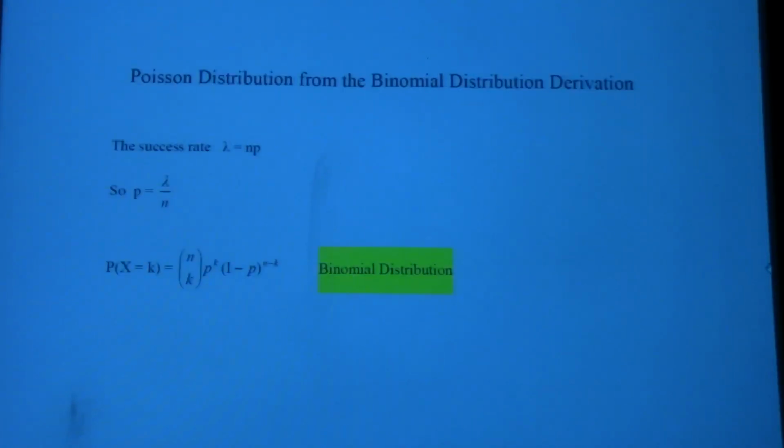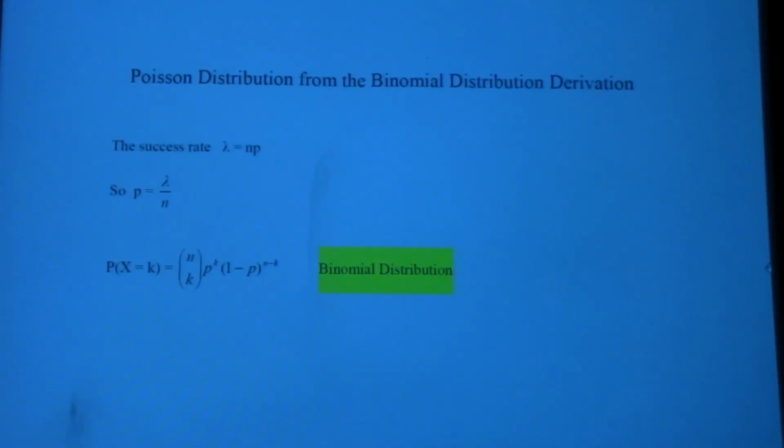What we're going to do is say our success rate is n times a probability, and n times the probability is going to be our value lambda. So our probability is going to be lambda over n. We put that p value as lambda over n. The probability that we have k successes is n choose k, p to the k, 1 minus p to the n minus k. This is the binomial distribution.